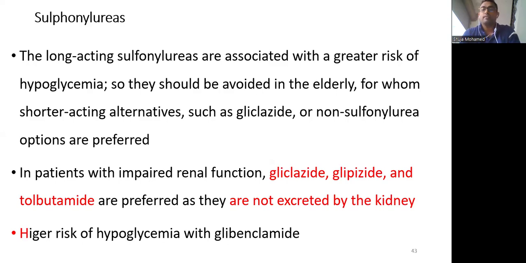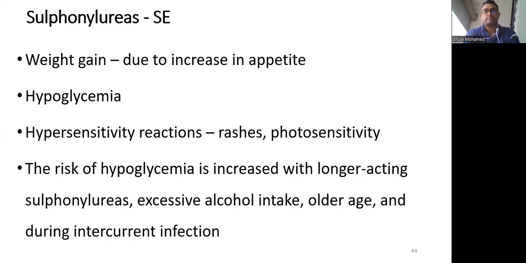In a patient with impaired renal function, gliclazide, glipizide, and tolbutamide are preferred because they are excreted by the liver. There is a high risk of hypoglycemia with glibenclamide. One of the side effects is weight gain, and it can cause hypoglycemia. There may also be hypersensitivity reactions.